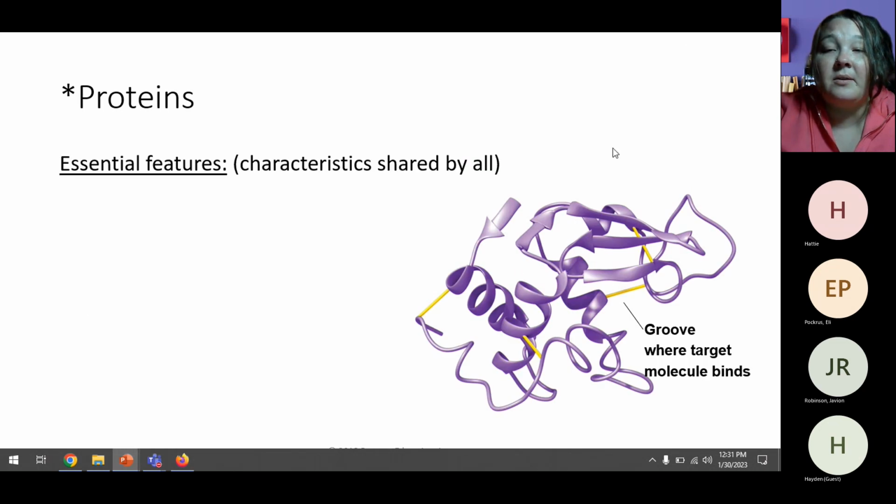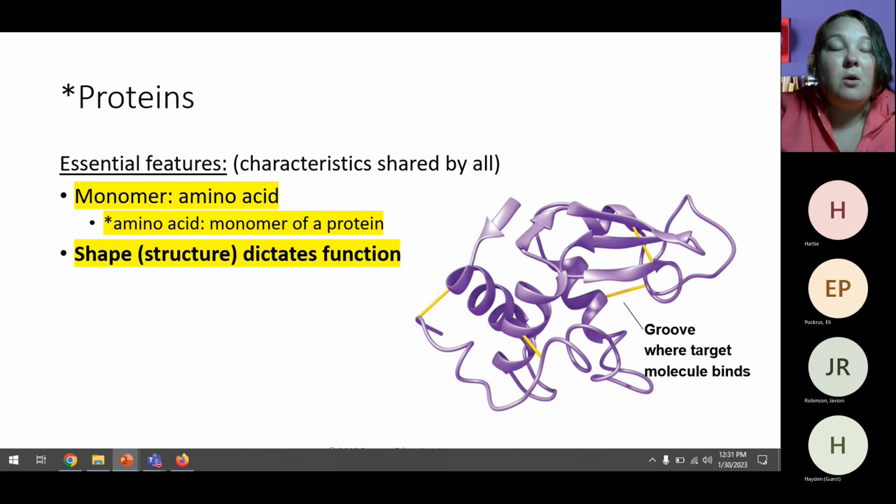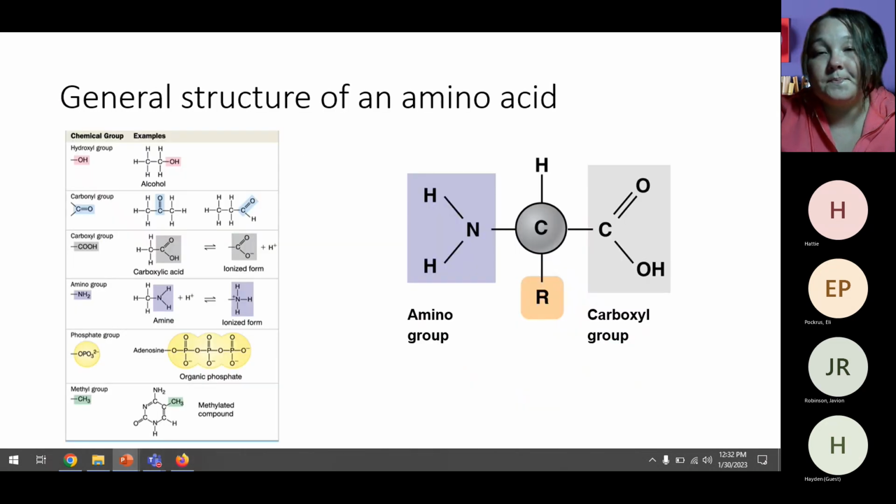This is a computer model of a protein over here. All proteins have a monomer called an amino acid. Their shape dictates their function. This is the most important feature of a protein, its shape. If it does not have the right shape, it cannot do its job. It cannot have the right function. There are 20 amino acids, and depending on how they are put together and which ones you use, you can get millions and millions of proteins.